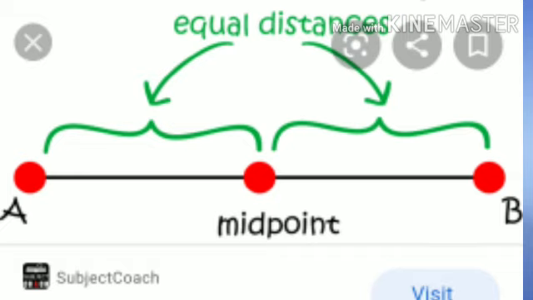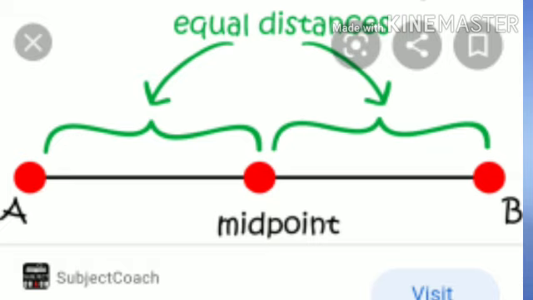Suppose your segment is 4 centimeters. Then the midpoint divides the segment into two equal parts. That means the first part is 2 centimeters and the next part is 2 centimeters. That means the midpoint lies exactly in the central part of the line segment. Okay. Here I have completed all the points. I think you understood all the points.